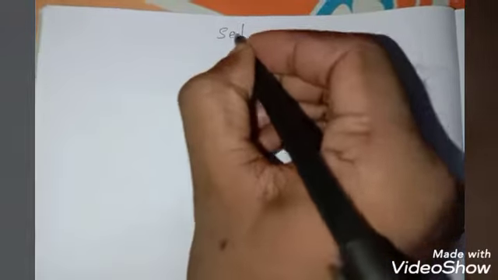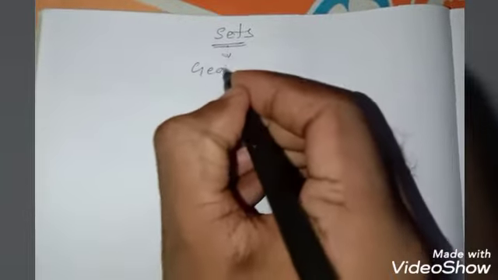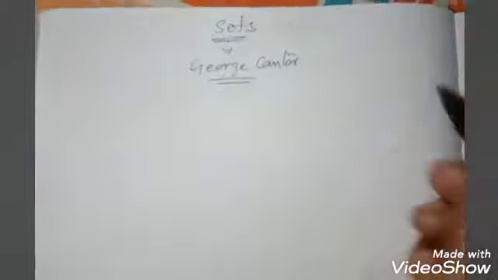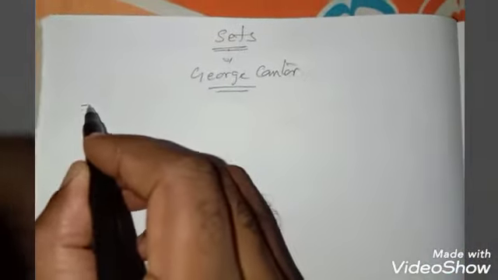So students, today we are going to learn what is set. Now this set theory is comparatively new concept in mathematics. This set theory was developed by George Cantor. Right, now let me explain the definition of set.